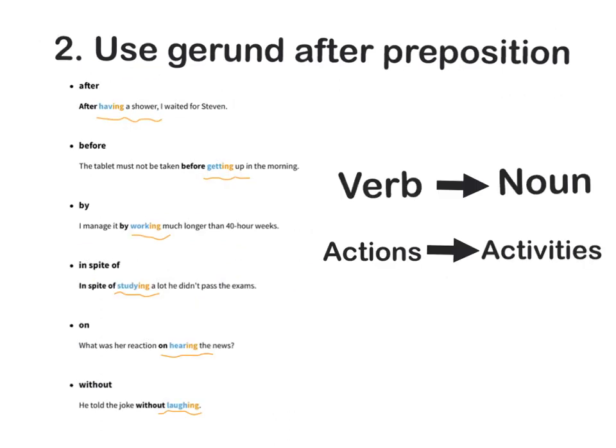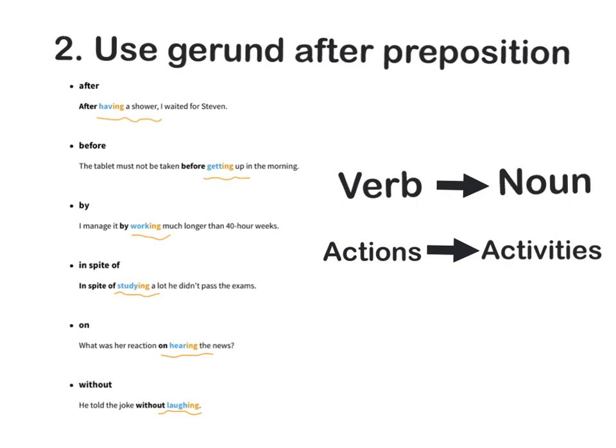And then second rule for using gerunds is that we use gerund after preposition. Okay, whatever preposition, after that we use gerund. We add ing to the verb. Okay, we change the verb into a noun. So the action will become activities. For example, after having a shower, I waited for Stephen. Okay, having a shower is no longer an action, but the activity. After this activity, I do something.